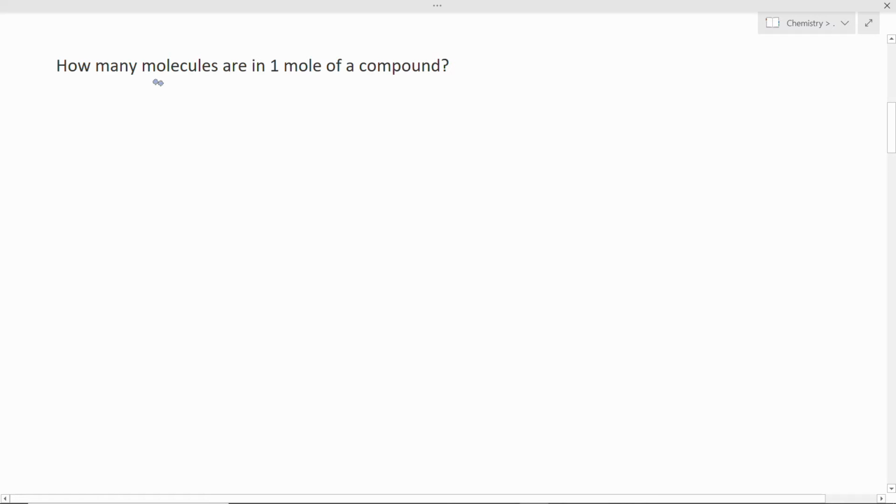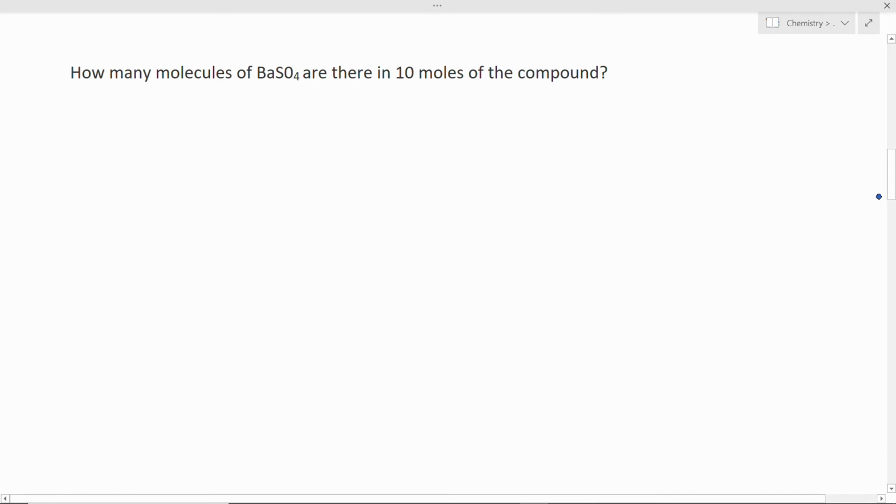Alright, so here we have how many molecules are in 1 mole of a compound. From our definition above of Avogadro's number, we know that 6.02 times 10 to the 23rd molecules would be in 1 mole. In this video, I will be using 6.02 times 10 to the 23rd for Avogadro's number. Now we have another example.